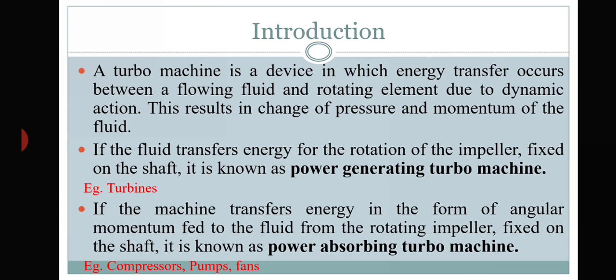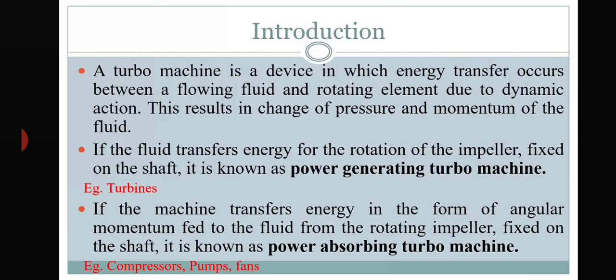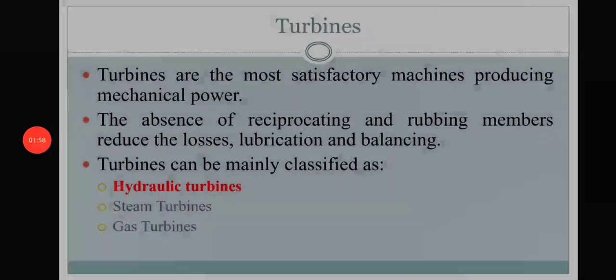In the other case, the rotating impeller or rotor will transfer its energy to the fluid so that the fluid can flow to a particular height. That type of device is called a power absorbing turbo machine. An example is the hydraulic pump that we normally use in our homes.